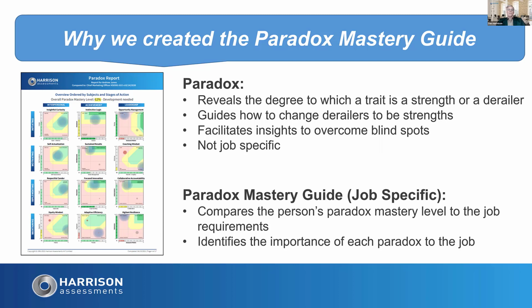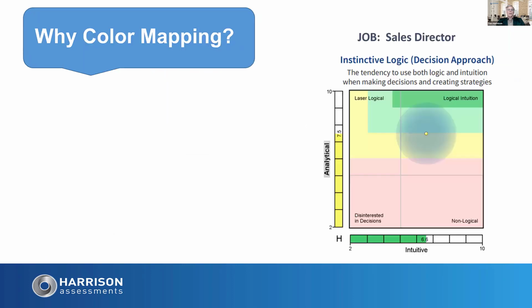And I think, as you'll see from using this, the paradoxes need to be interpreted quite differently depending upon the person's job, because some jobs require more of some things and less of other things. And so by understanding that, it enables a much more powerful interpretation and a much greater ability to identify what development is needed for the specific job.